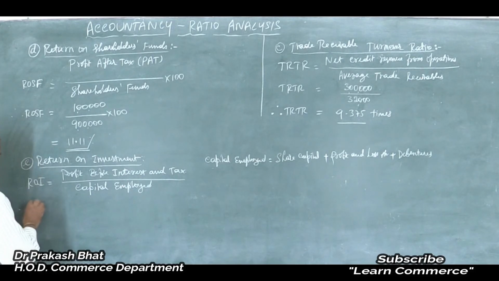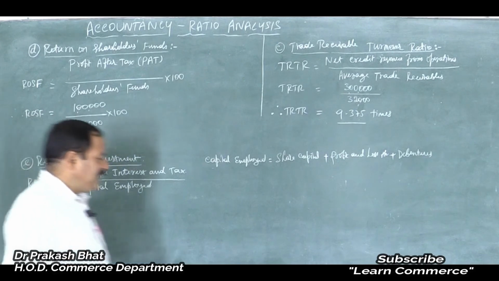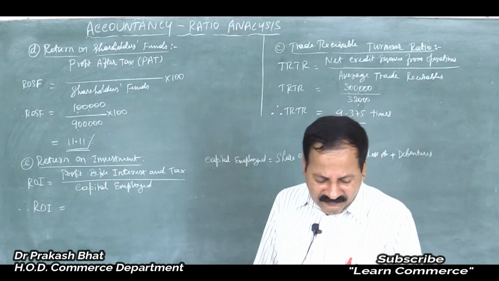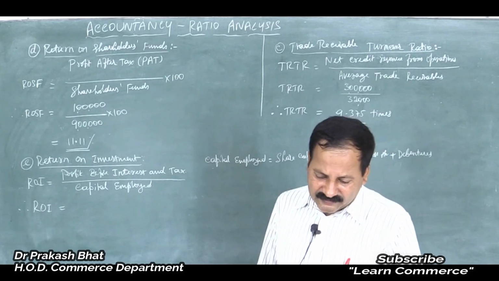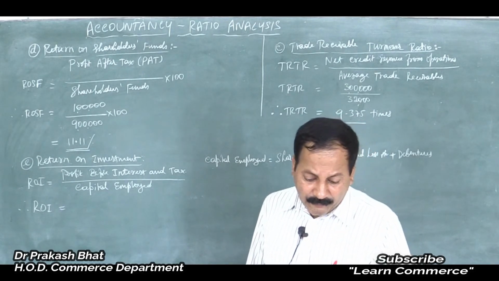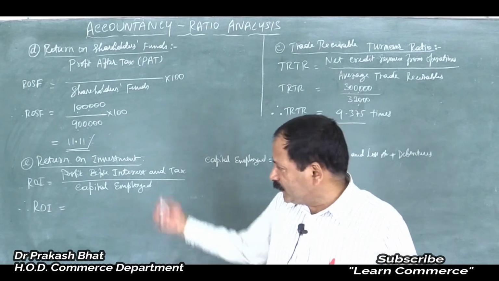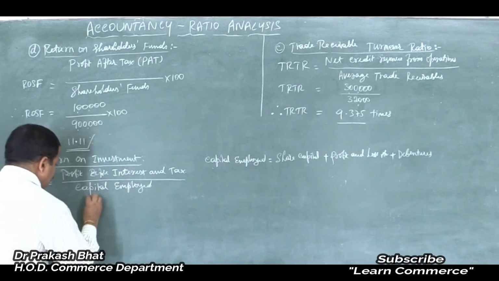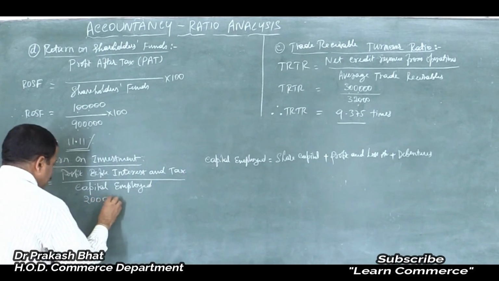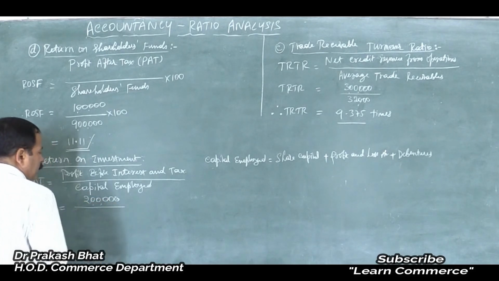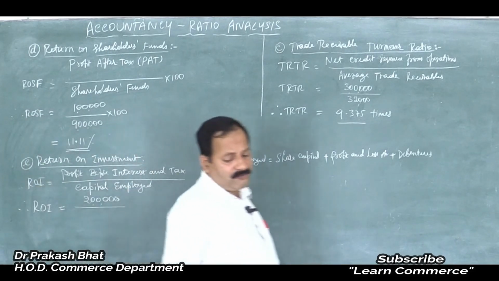ROI, return on investment, is equal to: profit before interest and tax is given in the problem, is it correct? Net profit before tax. Before tax means before interest also, isn't it? So 2 lakh. Nothing is mentioned regarding whether interest is charged or not, so we'll assume it is not charged at all.